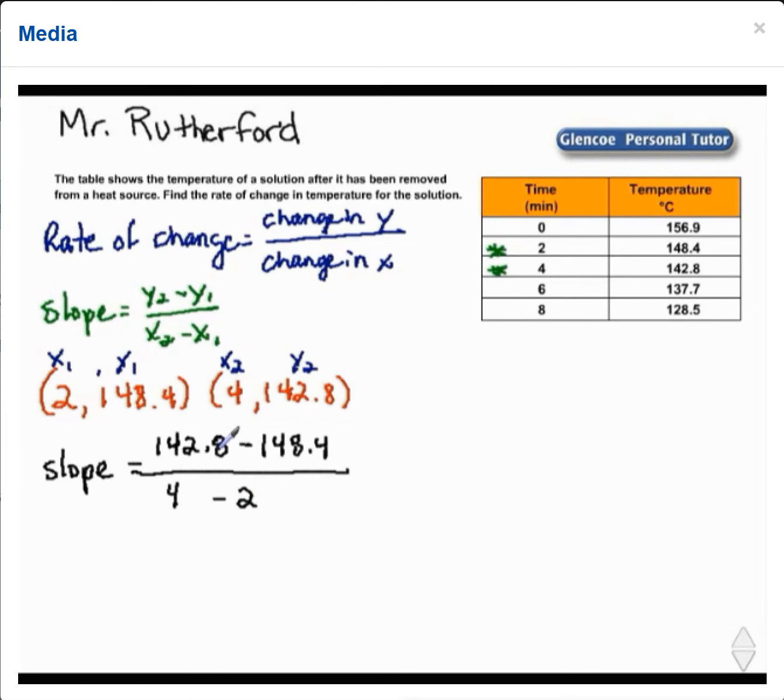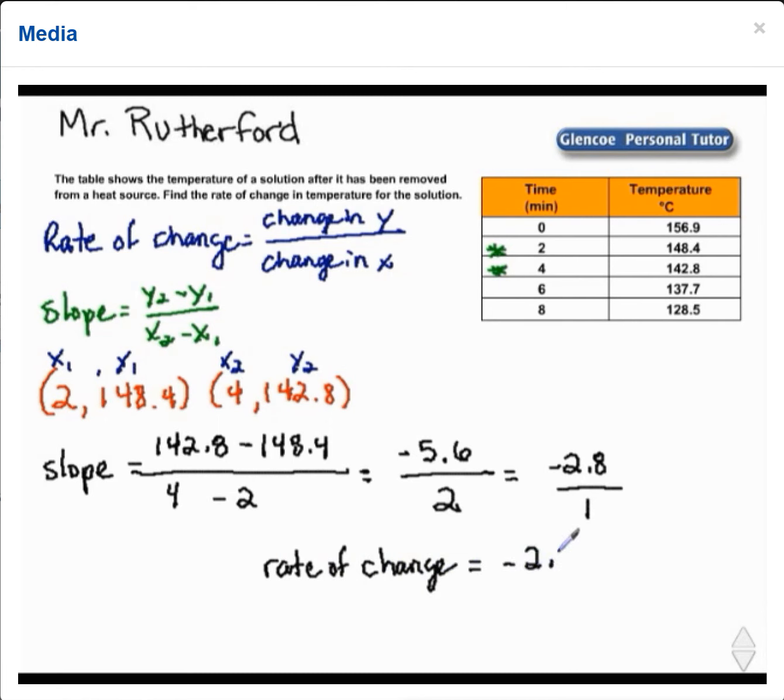Now let's simplify both the numerator and the denominator. If we subtract 148.4 from 142.8, we get a difference of negative 5.6. 4 minus 2 is 2. So now if we divide these, or simplify this fraction, we have negative 2.8 over 1. Or in other words, our slope or rate of change is equal to negative 2.8 degrees Celsius for every minute that we increase.